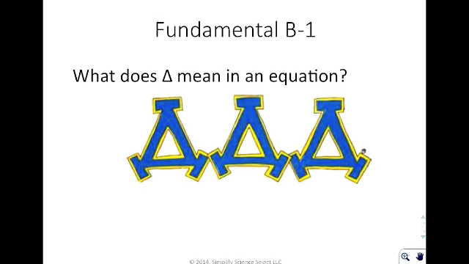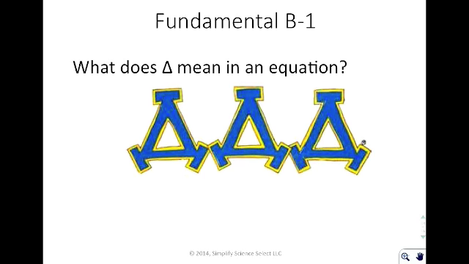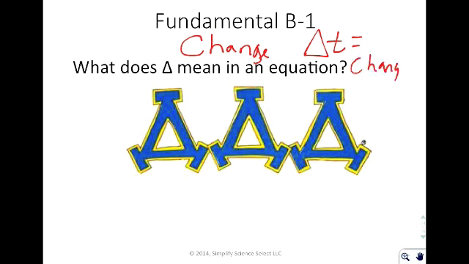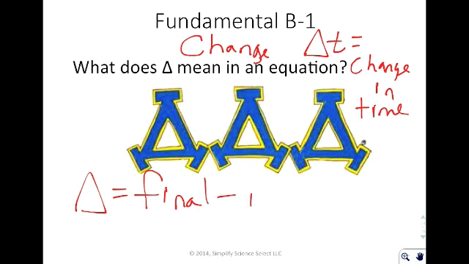So this says, what does delta mean in an equation? Remember, delta always means change. So when I say delta t, that would refer to the change in time, or how long it takes for something to occur. But another way of thinking of delta, delta also means final minus initial.